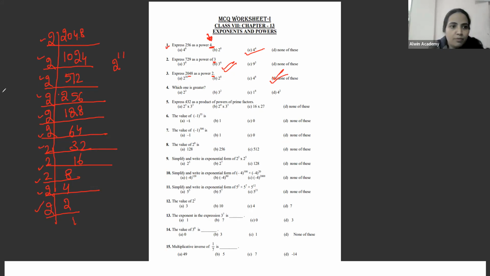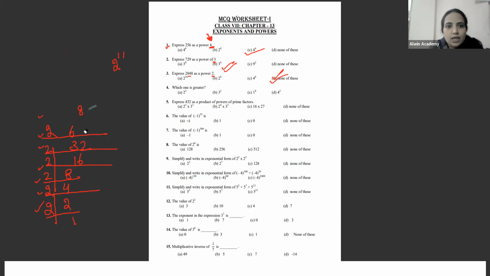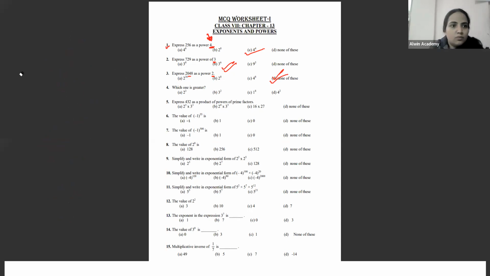Let's do question number 4 now very quickly. This question here tells us which one is greater. For this, we need to analyze all the numbers. 2 to the power 3 is 8. 3 to the power 2 is 9. 1 to the power any number is 1 only. 4 to the power 2 is 16. So which is the greatest one here? D part.